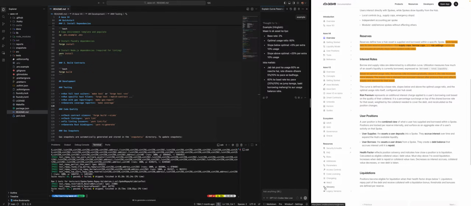Health factor reflects position solvency and indicates how close a position is to liquidation, calculated as eligible collateral value over debt value. Users must stay above 1 to avoid liquidation. It increases when debt is repaid or collateral value rises. Interest accrues, or a new debt is taken. Okay, so let's take a note of this as well.